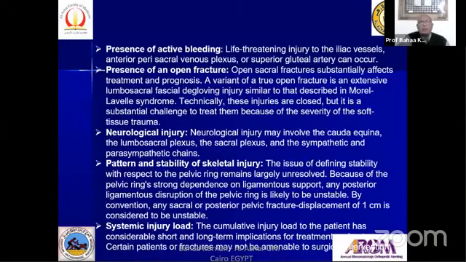The presence of active bleeding is a life-threatening injury to the iliac vessels. The presence of an open fracture is also an emergency. Neurological injury may involve the cauda equina, the lumbosacral plexus, and the sympathetic and parasympathetic chain. Pattern and stability of the skeletal injury, and systemic injury load: the cumulative injury load to the patient has short and long-term implications for the treatment.